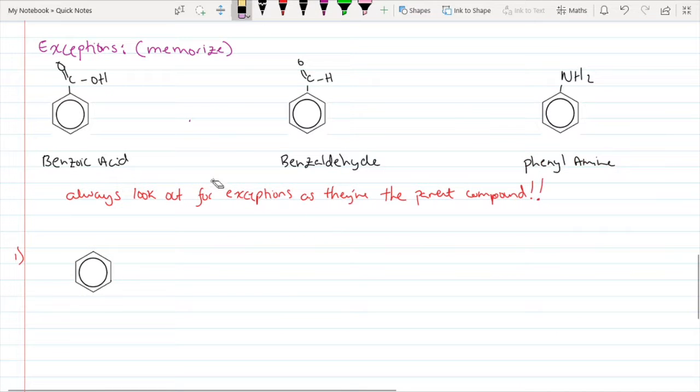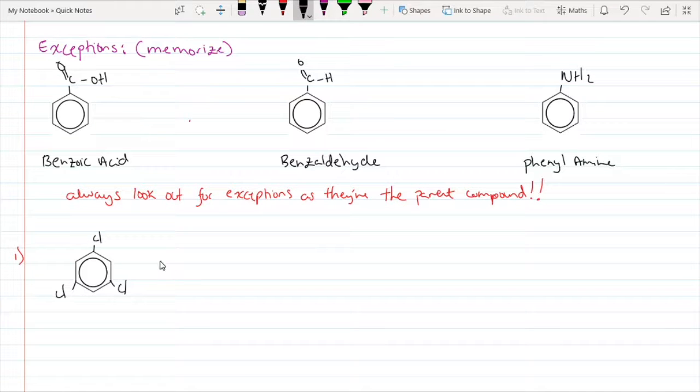Okay, so now we are just going to apply the previous knowledge we have gained so far and try naming some aromatic compounds. So this is our first example. We have a chlorine here, a chlorine here, and a chlorine here. So how would you go about naming this?